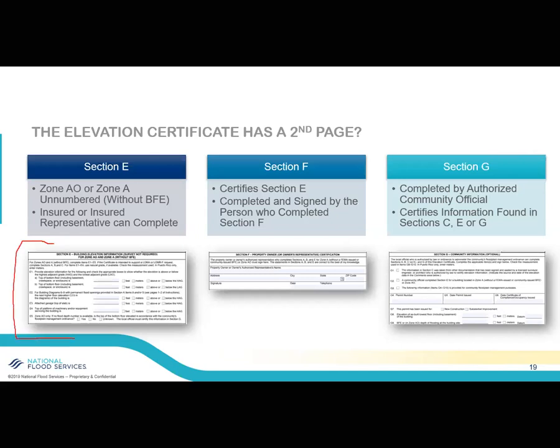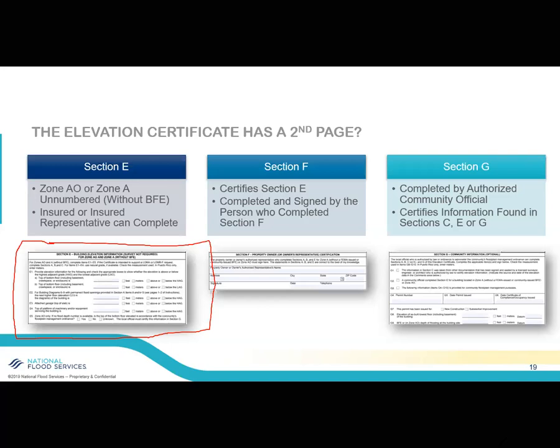This does not mean that for every flood zone the insured can fill out the elevation certificate themselves. It does not mean that. It's only available in zones AO and A unnumbered that do not have a base flood elevation. And the measurements and the boxes that need to be filled out are right on the back. The NFIP does have, or they used to have, some tutorials on how to fill that section out. You can also call customer service, and they can help if there are any questions in that particular area.